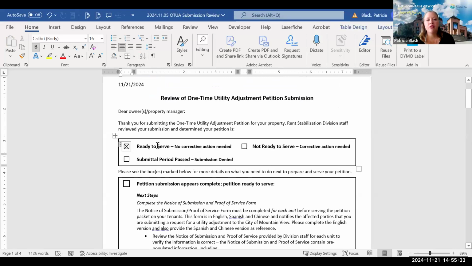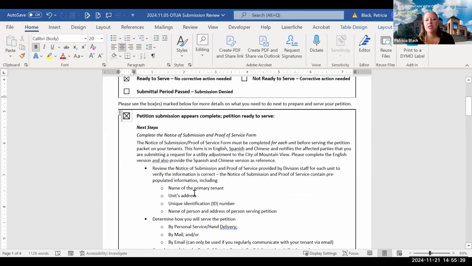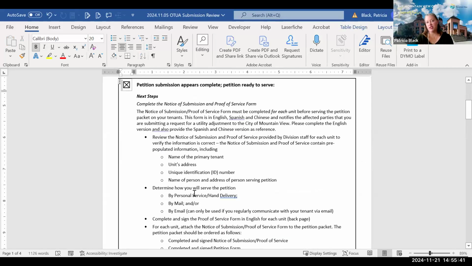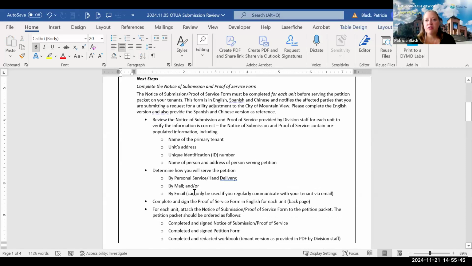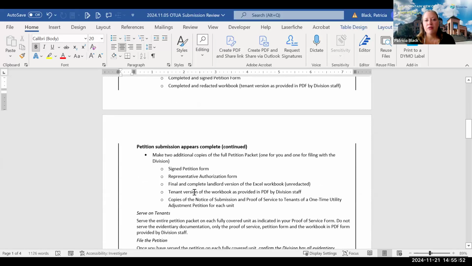You'll have a big X there. This will be highlighted in blue, and then the petition submission box will be marked, and it tells you exactly what you need to do. Okay, it has all of this information in it for you, and you will need to read that carefully, all right?